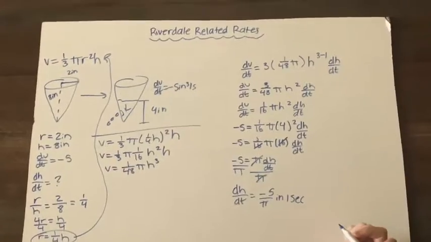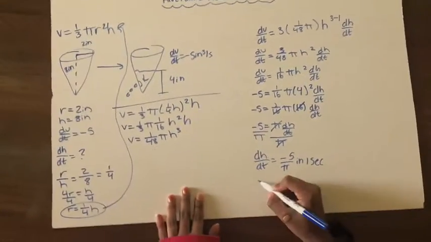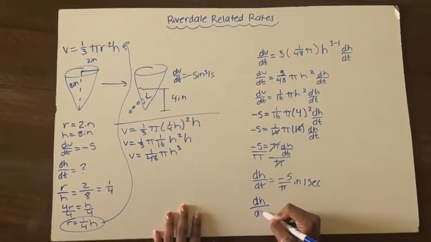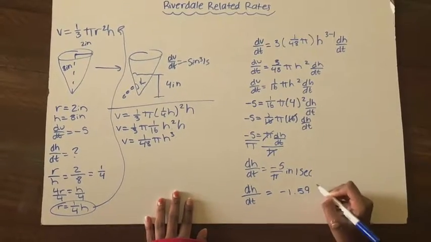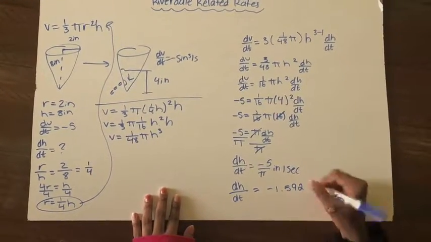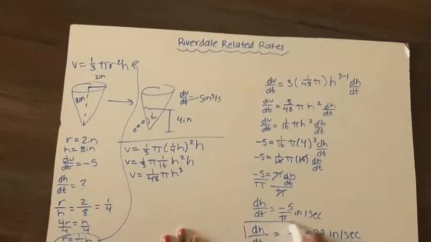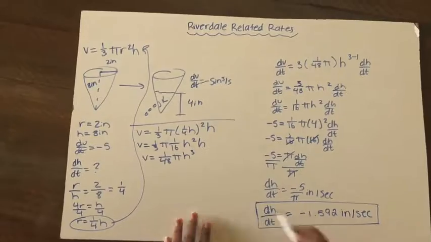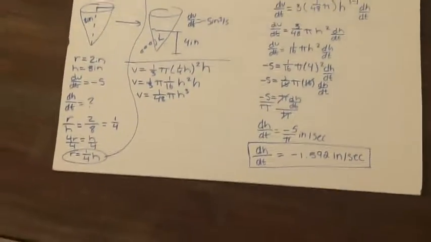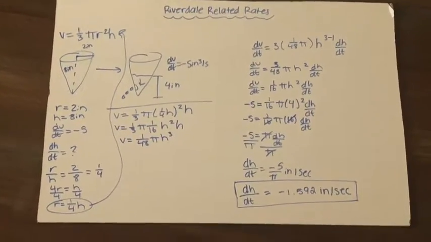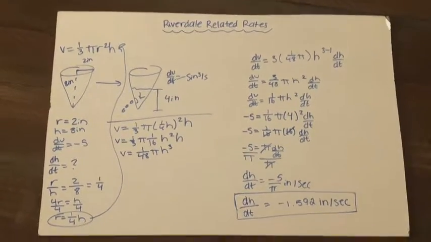Wait, that's not simplified enough. You can simplify this even more into a decimal, making it equal dh over dt equals negative 1.592 inches per second. Yay! Now the Black Hood can't kill us! We figured out the rate of the liquid level changing, which is dh over dt equals negative 1.592 inches per second.